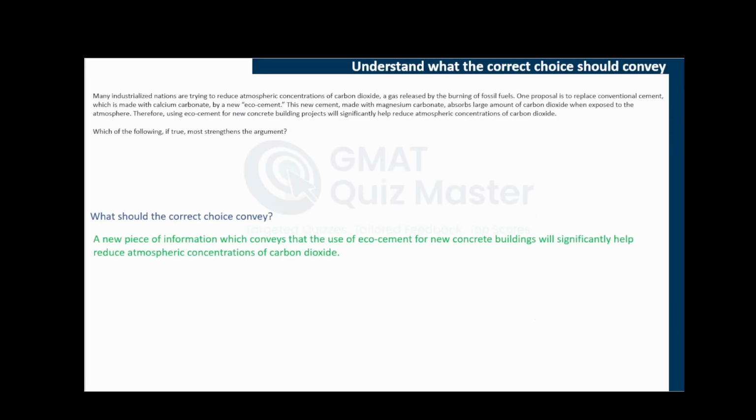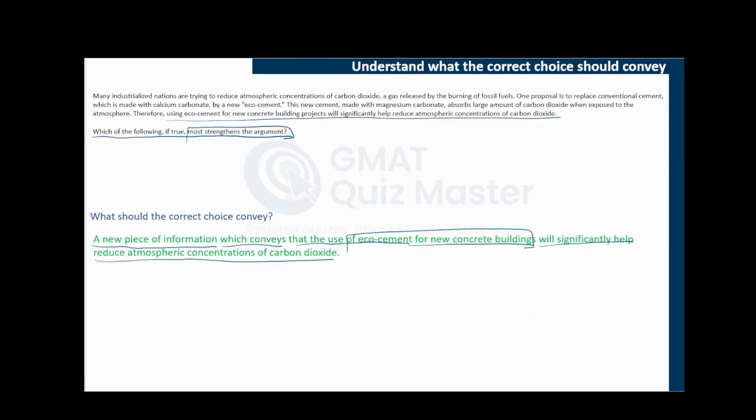Now, what should the correct answer choice convey? The question says, which of the following, if true, most strengthens the argument? So we have to find a strengthener. A strengthener will bring in a new piece of information and it will increase our belief in this conclusion. So the correct answer choice will bring in a new piece of information that will convey that the use of eco cement for new concrete buildings, that is, the use of eco cement instead of the conventional cement, will significantly help reduce atmospheric concentrations of carbon dioxide.